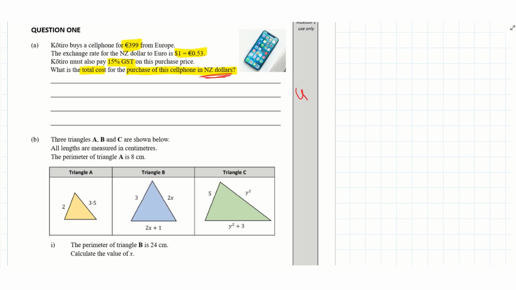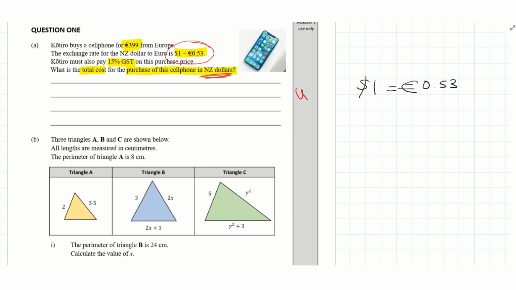Okay. So we want to know. First thing I'm looking at is this exchange rate. I can see that 1 New Zealand dollar equals 53 euro cents. So I'm going to put that over here. I can see that $1 is equal to 0.53 euro cents. Okay, so what does that mean for us?